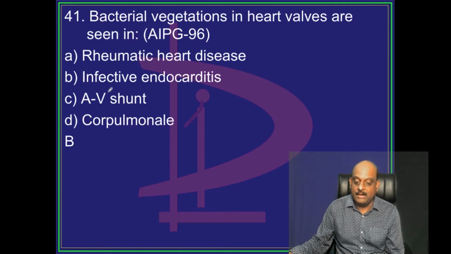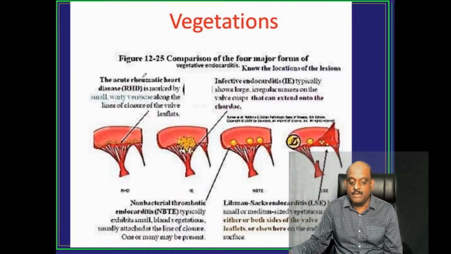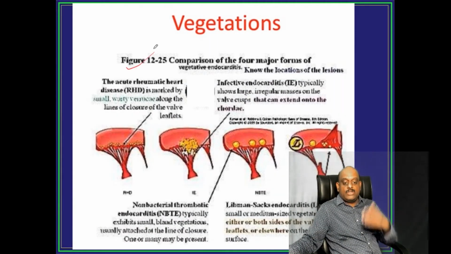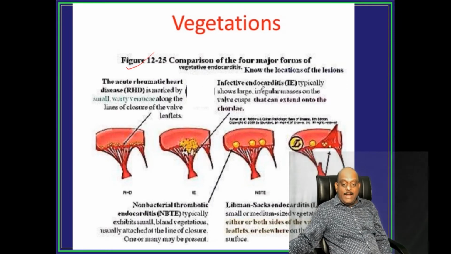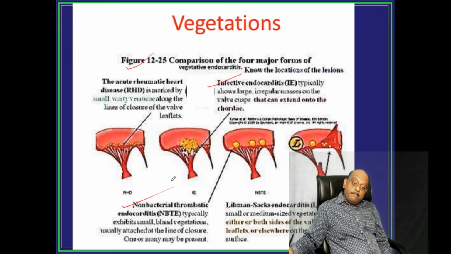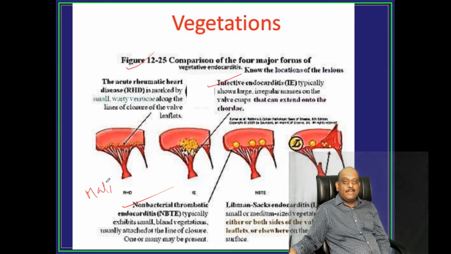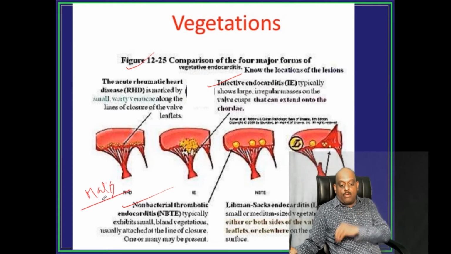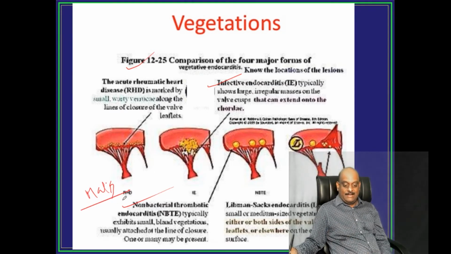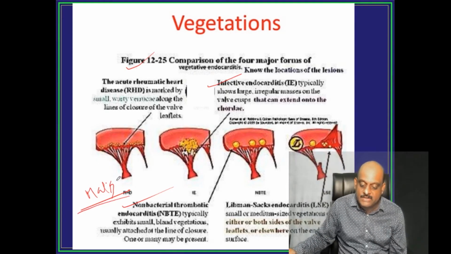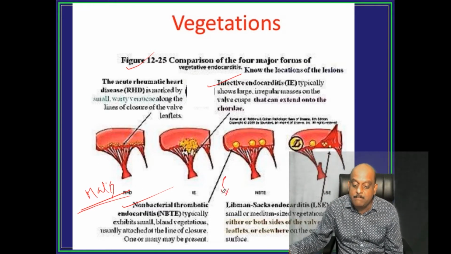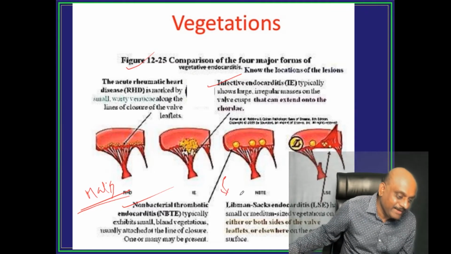Typically we see in the heart valves, in the infective endocarditis. Now doctor, even rheumatic heart disease also we see. So rheumatic heart disease vegetations, infective endocarditis vegetations, non-bacterial thrombotic endocarditis, typically in the patients who are having any malignancy, you have a non-bacterial thrombotic marantic endocarditis. Marantic endocarditis in malignancy. Similarly, SLE patients have Libman-Sacks endocarditis.